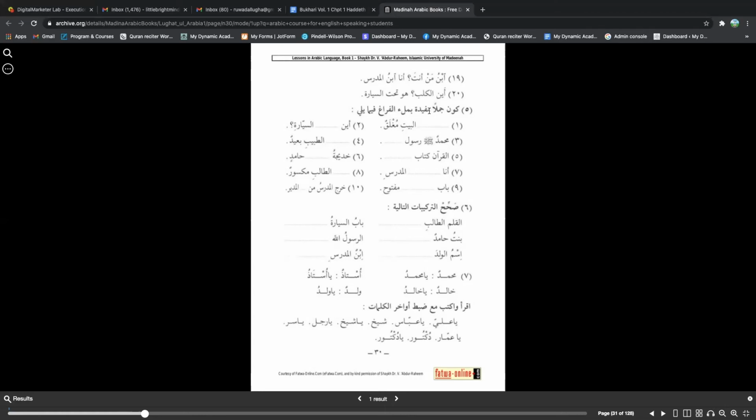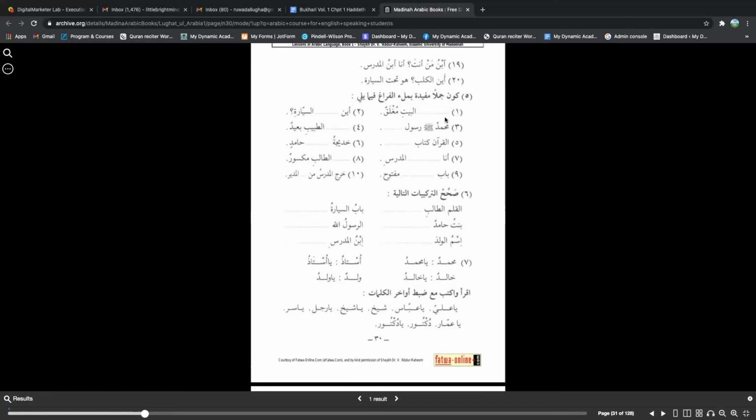Jumalan, sentences, is the plural. Jumalan mufidatan bimal al-faraghi fima yali, by filling in the empty space, the blank, in what follows. Okay, so here you basically got to find words, and it looks like you're going to be using the idaafah construction. So you got to find a proper word that would make sense in a sentence.